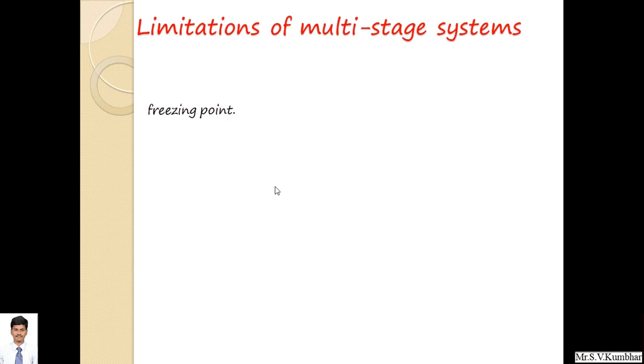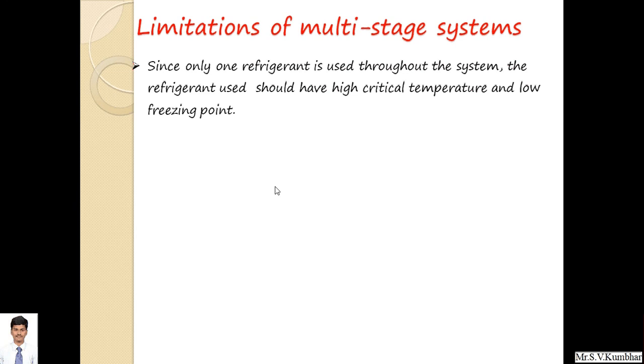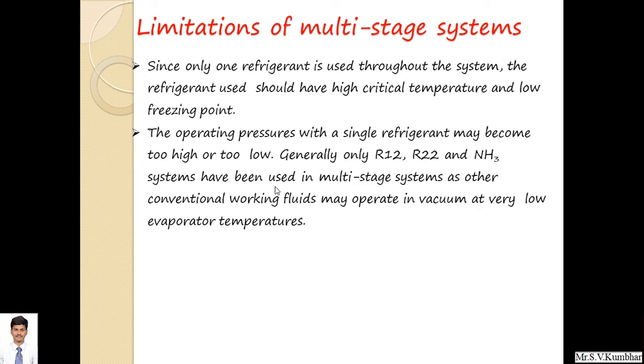A limitation of multi-stage refrigeration system: since only one refrigerant is used throughout the system, the refrigerant which is used must have a high critical temperature and low freezing point. The second limitation is that the operating pressure with a single refrigerant may become too high or too low.